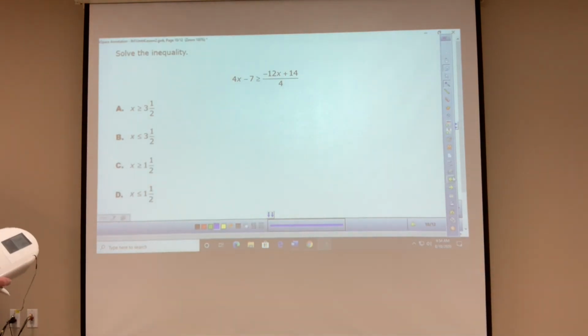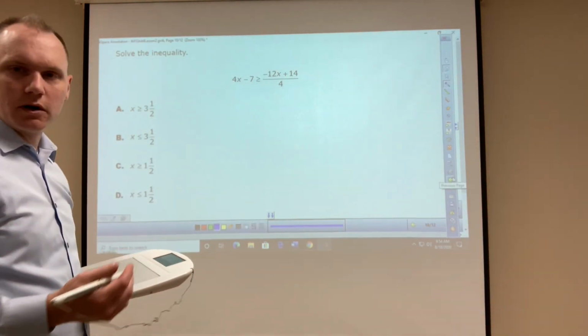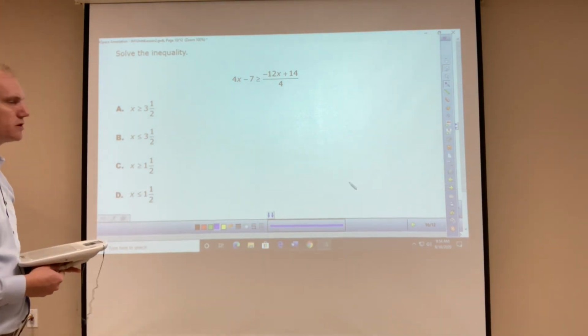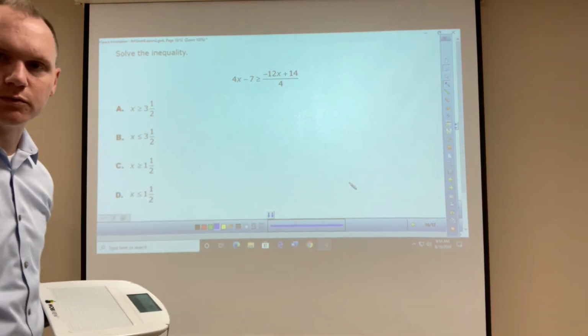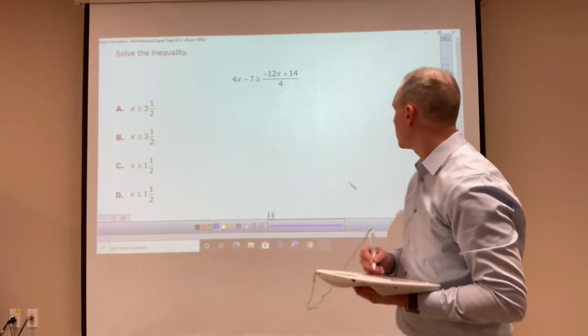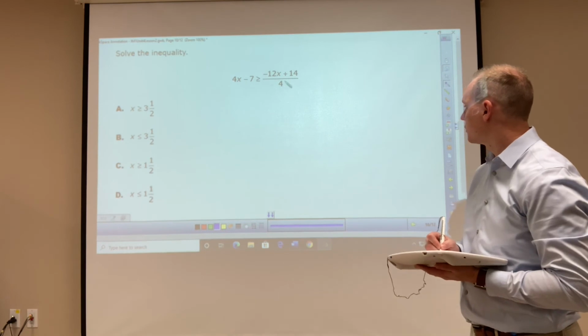Okay, a couple more here and then we'll finish up. This is a couple T&Ready type problems. It says solve the inequality. So take a moment and see if you can try and solve this problem. All right, so in this case, we've got a fraction over here.